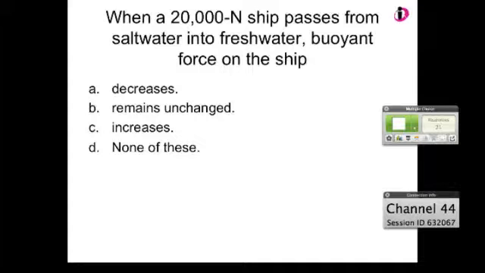If you choose A and then you decide to choose B, just hit B. It'll replace it.